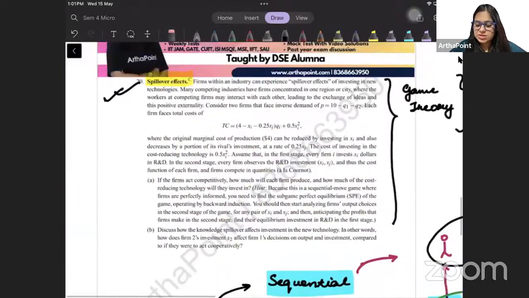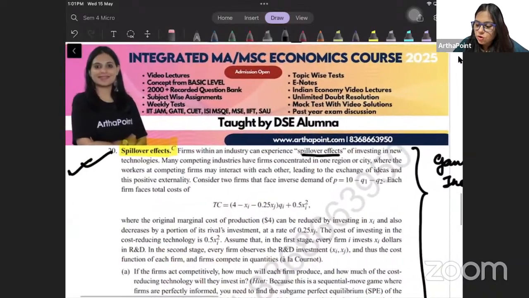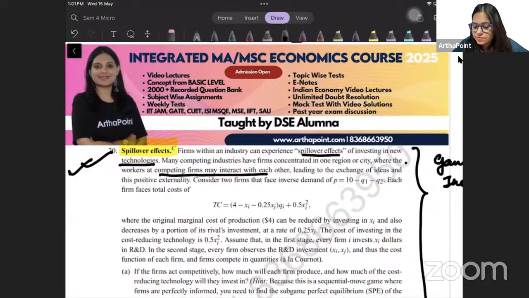Now look at the question once. I know this may seem a bit difficult if you haven't done game theory, but nevertheless let's try to solve this question once. Let's try to handle this question. Let's read it out, beta. Read it. Firms within an industry can experience spillover effects of investing in new technologies. Many competing industries have firms concentrated in one region or city where workers at competing firms may interact with each other, leading to the exchange of ideas and this positive externality.